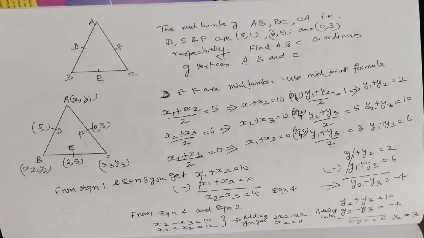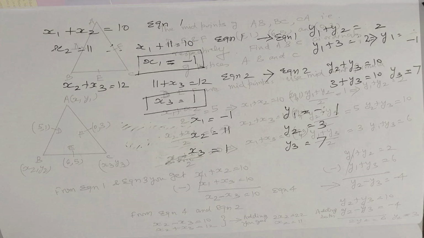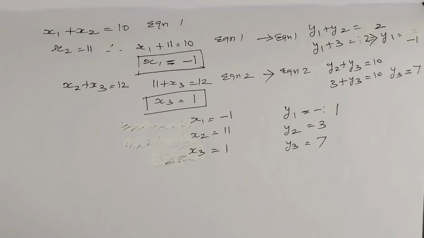Then x1 + x2 is equal to 10 in equation 1, where you find x1 is equal to -1, y1 is equal to -1. Then x2 + x3 is 12, and substituting the value of x2 as 11 and y2 as 3, you get x3 is equal to 1, y3 is equal to 7. Therefore, x1 is -1, y1 is -1, x2 is 11, y2 is 3, x3 is 1, y3 is 7.